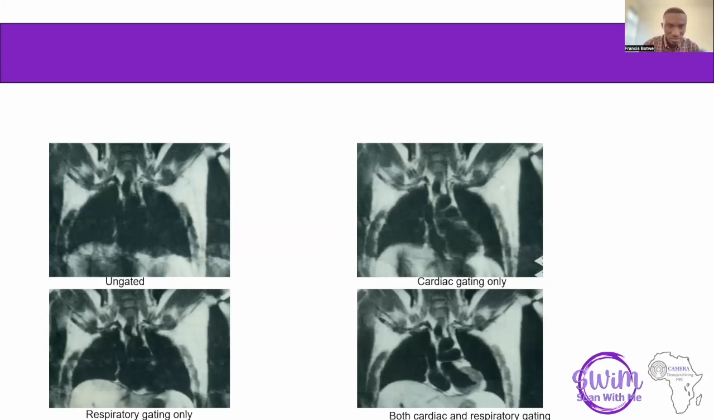Yeah, thank you. So these images, I'm just going to compare how the image is going to look if we are not using any cardiac or respiratory gating. So the first image is without, so you can see how poor the quality is. The second image is using only cardiac gating. The third one is just respiratory gating. And when you use both techniques, you can see how improved our images are. We can move on.